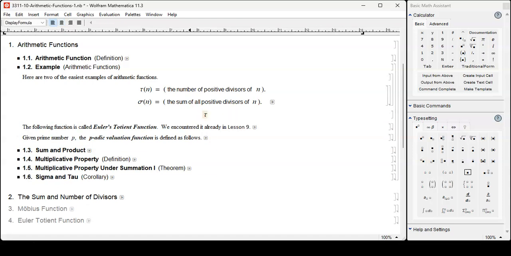For example, what is tau of 10? Let's see, 1 divides 10, 2 divides 10, 3, 4, no, 5 divides 10, and that's it, isn't it? We successfully counted them all. So tau of 10 is 4. Is that clear?